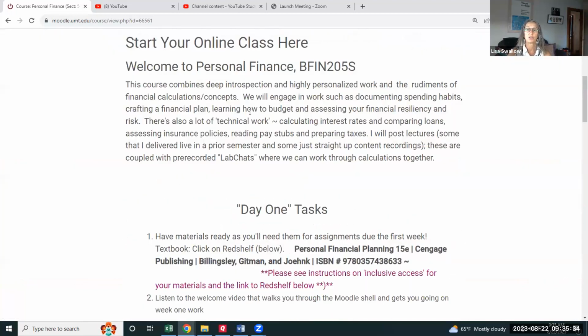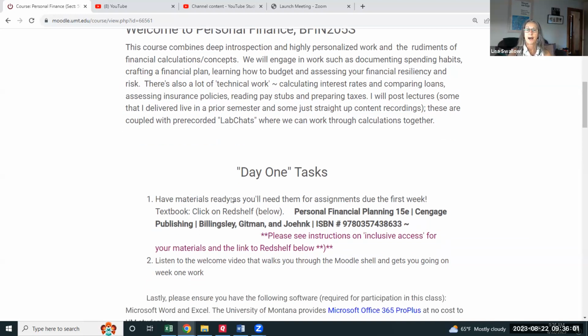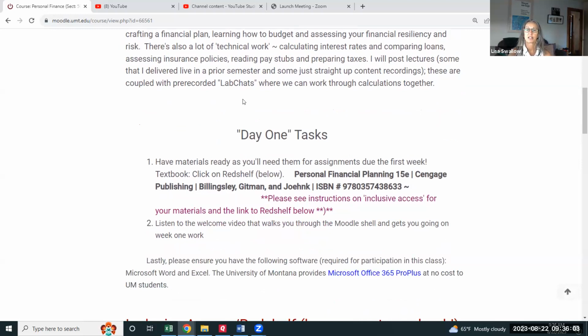So this unit that you're in right now, this class is engaging. We do a lot of work together. So I don't just post videos where I lecture at you. I also do a lot of working with you called lab chats. So we will engage and work together, documenting your spending habits, creating a financial plan, budgeting, etc. So those are mostly in this format called lab chats. Right here, lab chats.